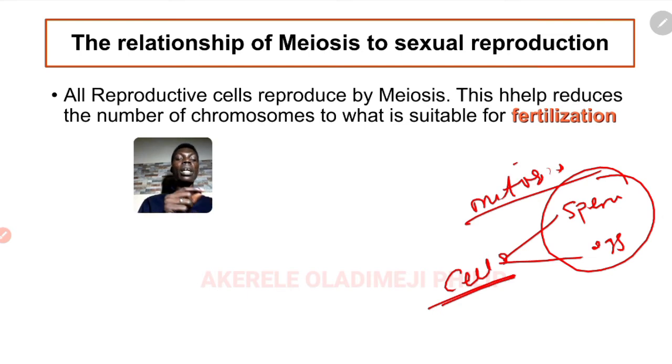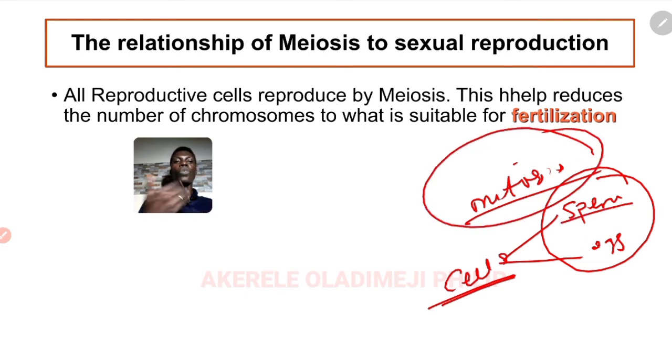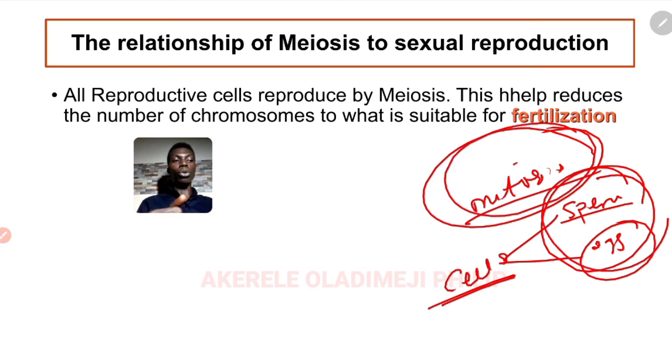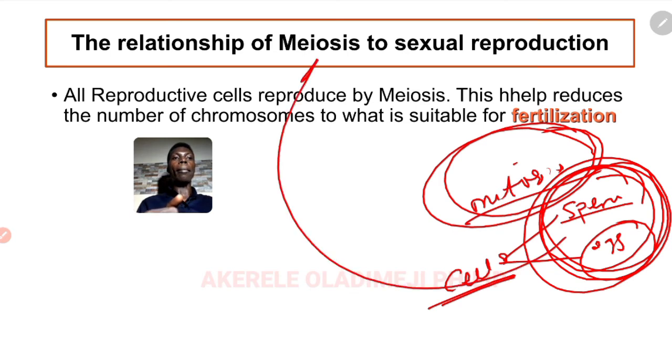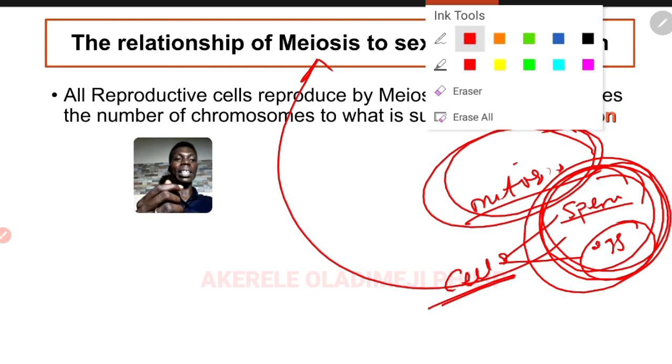So the testes that produce the sperm cell in man will still produce by mitosis. The ovary that produces egg in women or females will also reproduce by mitosis. But the cells they produce, which are egg and sperm cell, will reproduce by what? Meiosis. Now, let me tell you what that means in a minute. The reason why it does that is this.